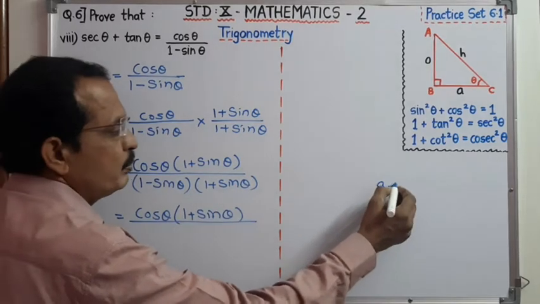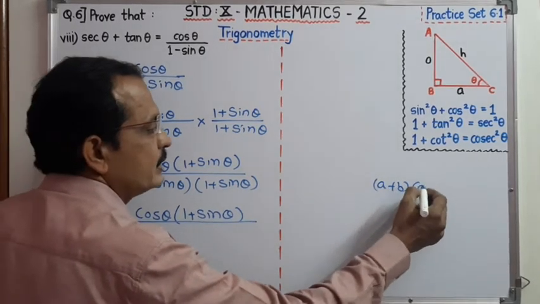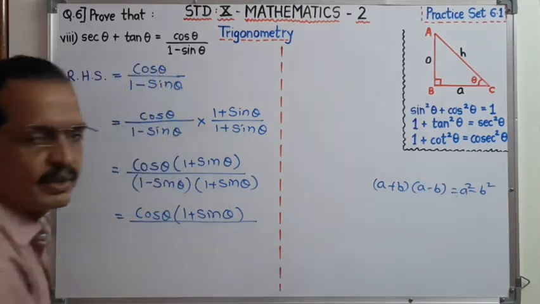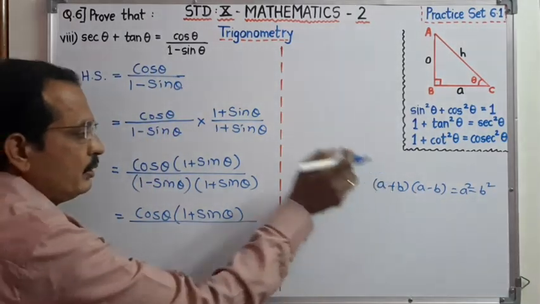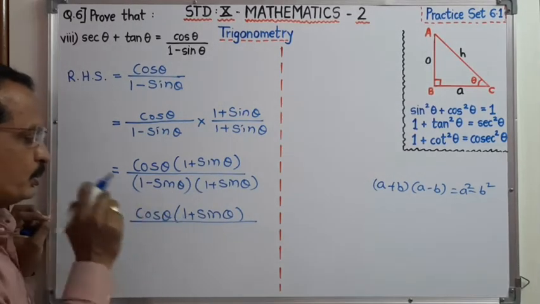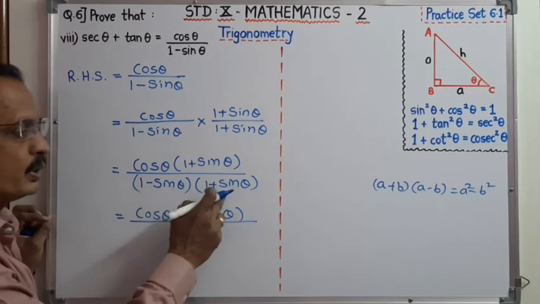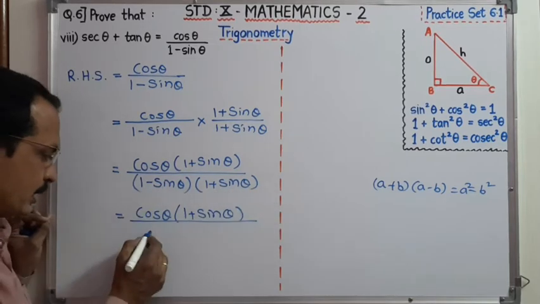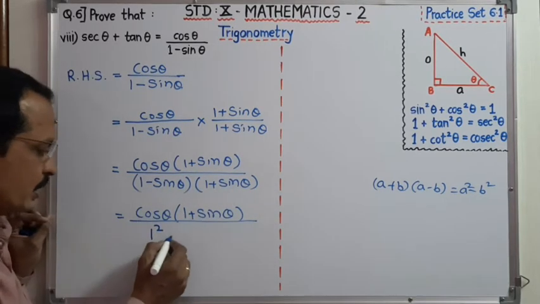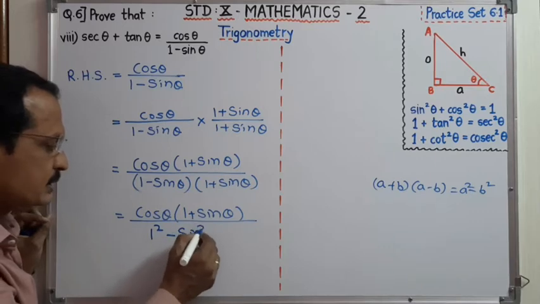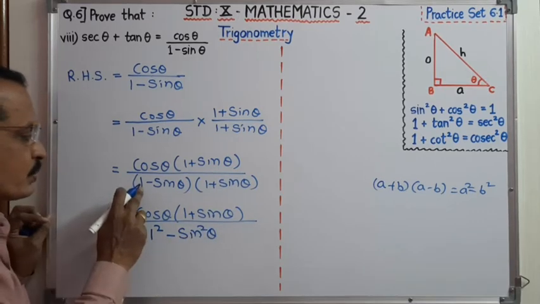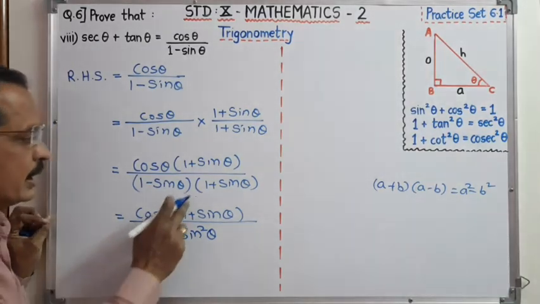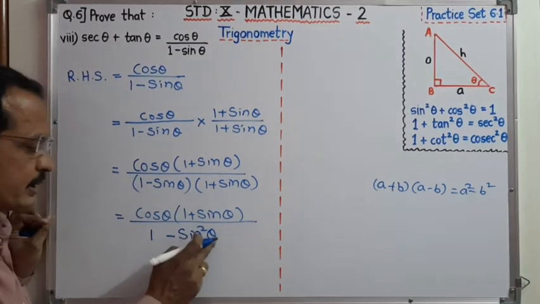That means it is a plus b and here it is a minus b, so we write a square minus b square. This formula we have to use here. In 1 minus sin theta into 1 plus sin theta, a is 1, so the square of 1 is 1 square, minus sin square theta. Square of 1 is 1, we can write 1 directly, then the square of sin is sin square theta.